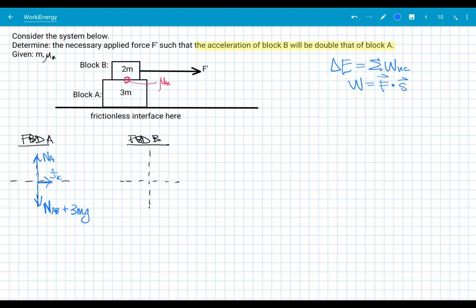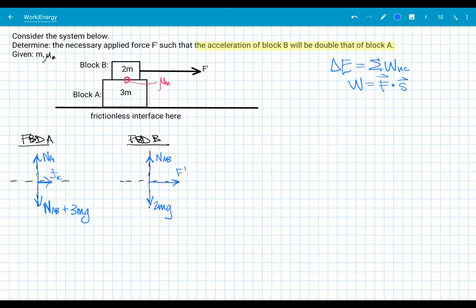So underneath it, what's going on with block B? Well, there's a normal force upward. This is normal force AB, the same one that's directed downward on block A. Those are part of a third law pair. And we have, of course, the weight of the 2M block. And of course, we have the applied force, that's what we're trying to find in this problem, right? We have this applied force F prime.